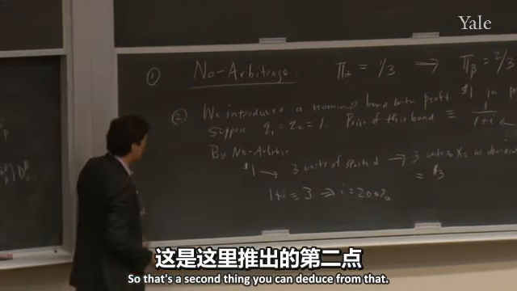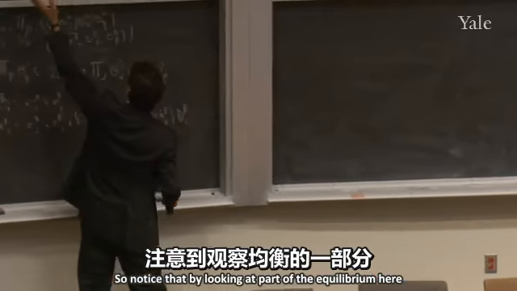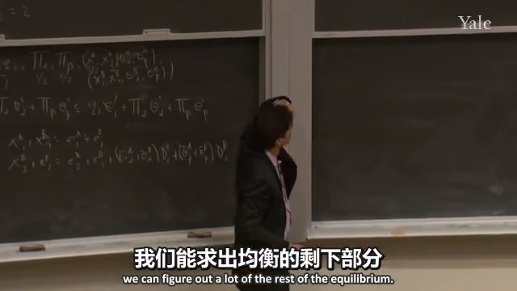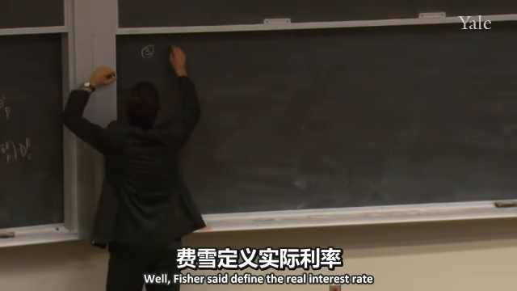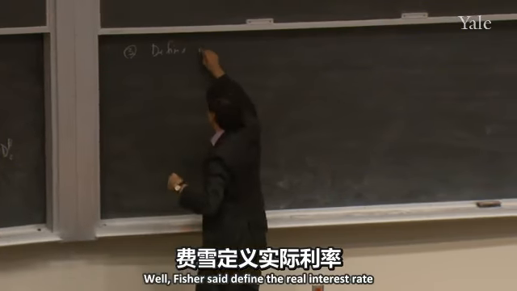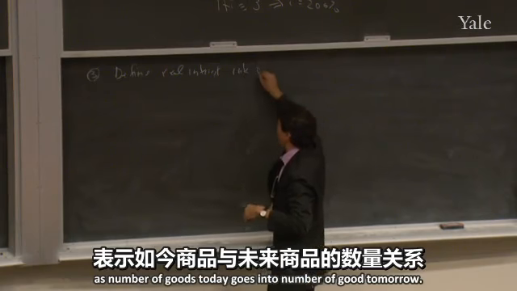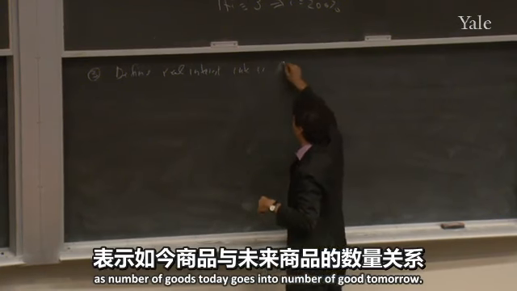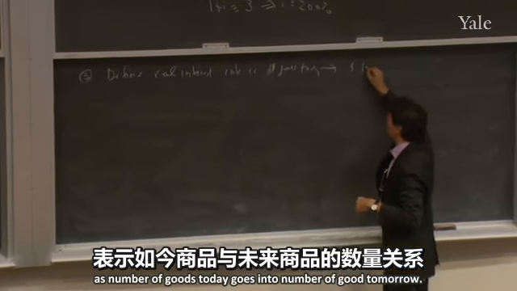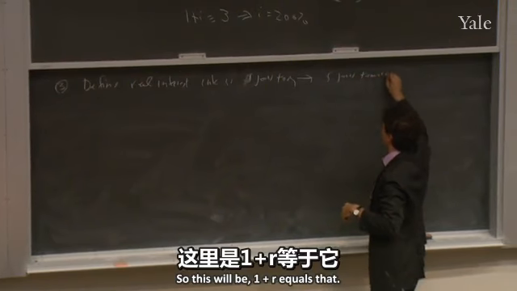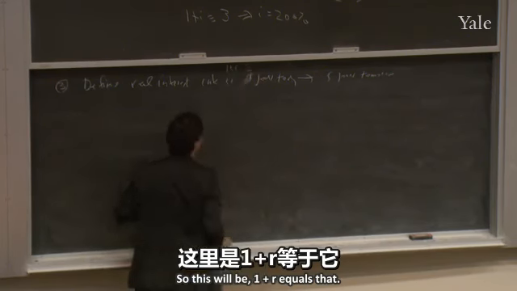So that's the second thing you could deduce from that. Notice that by looking at part of the equilibrium here, we can figure out a lot of the rest of the equilibrium. So what's another application? Well, Fisher said, define the real interest rate as the number of goods today that goes into the number of goods tomorrow. So this will be 1 plus R equals that.